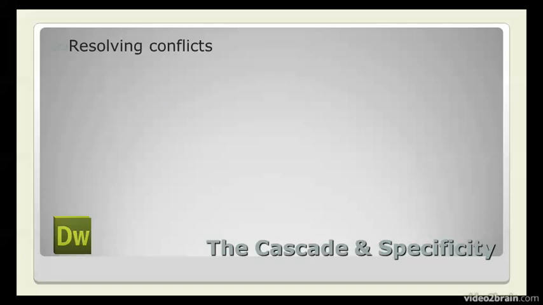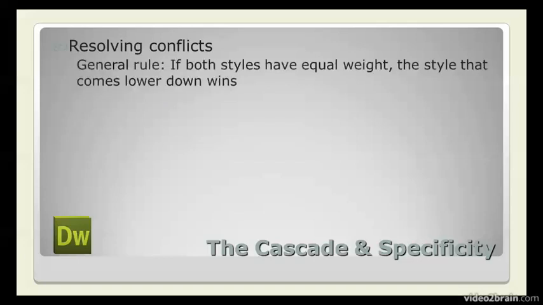But what happens when two rules conflict with each other? The general principle is that if both styles have equal weight, the style that comes lower down in the style sheet takes precedence. But the problem is that not all selectors are equal, and that's where the principle of specificity comes in.